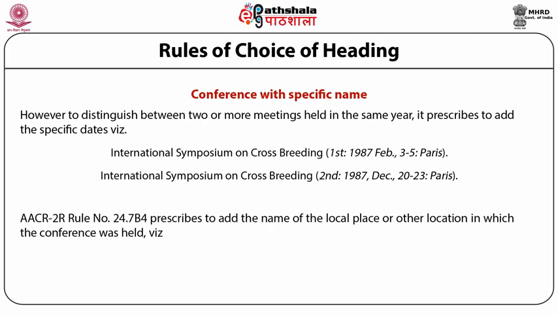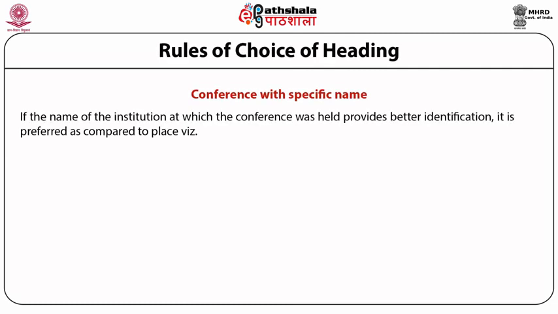AACR2R rule number 24.7b4 prescribes to add the name of the local place or other location in which the conference was held. For example, Conference on Astrophysics (2nd, 1985, Bangalore). If the name of the institution at which the conference was held provides better identification, it is preferred as compared to the place. For example, University Libraries Conference (1966, University of Rajasthan).